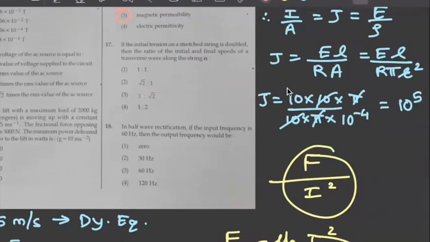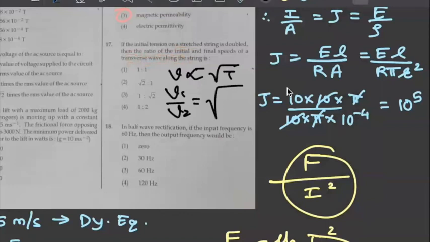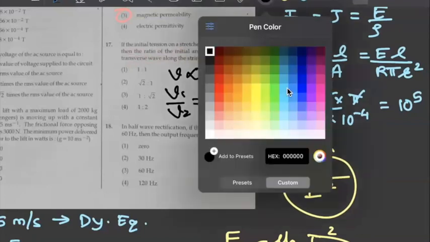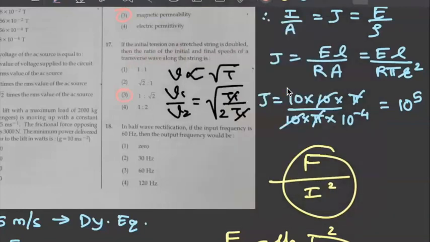Okay, so the next one here: the initial tension on a stretched string is doubled, then what is the ratio of initial and final speeds of a transverse wave along the string? This is very simple. We know the formula for velocity: v is equal to root of T by m. It's the same string, so I can just say v is directly proportional to root T. What they want is the ratio of initial and final speed. So v1 by v2 is going to be root of T1 by T2. And what exactly is T2? The initial tension is doubled, so T2 is 2 times T1. So it's 1 by root 2. Okay, 1 by root 2 is this one.